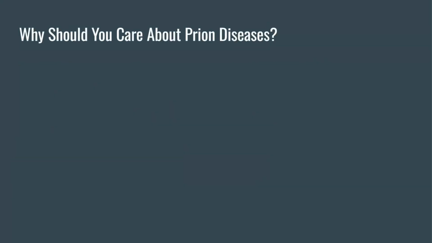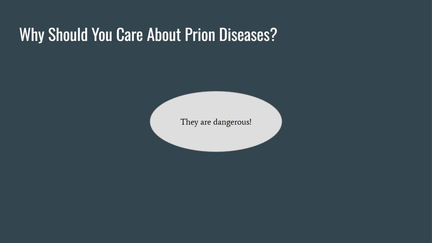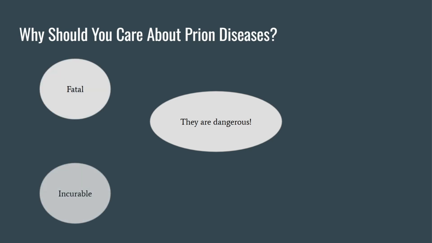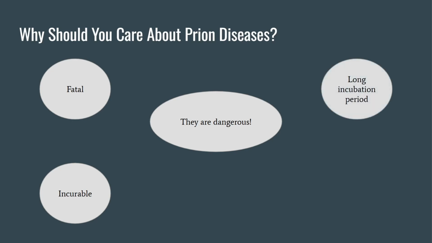Why should you care about prion diseases? You should care because they're dangerous. Prion diseases are fatal and incurable. At the moment, there are no cures for prion diseases, and treatment is primarily therapeutic. You should also care about them because they have a long incubation period. In CJD, the incubation period is between 1 and 30 years, so you may have the disease but not know it. Lastly, you should care because prion diseases can be zoonotically transmitted, so properly cooking your meats is important.